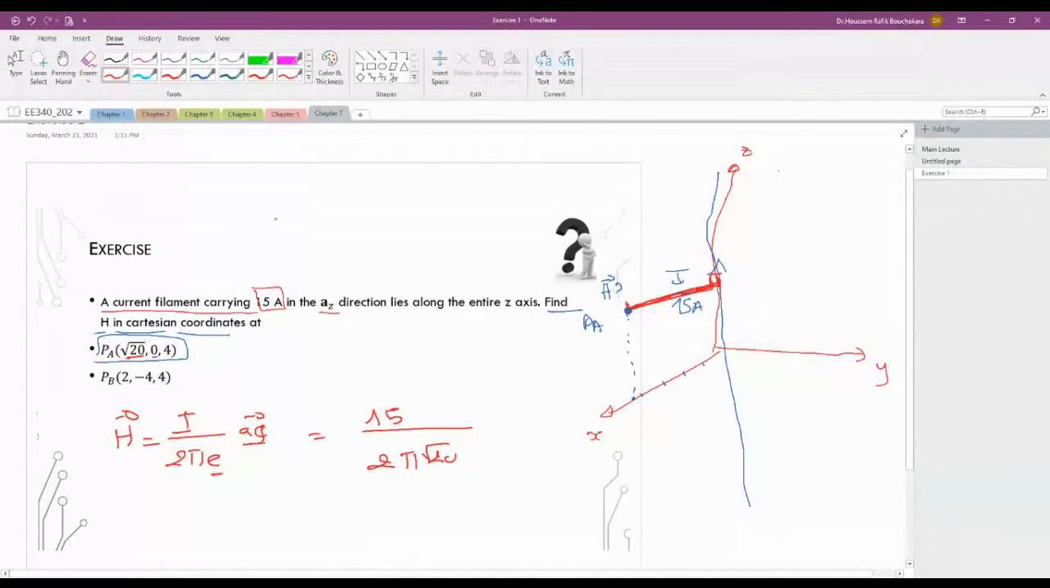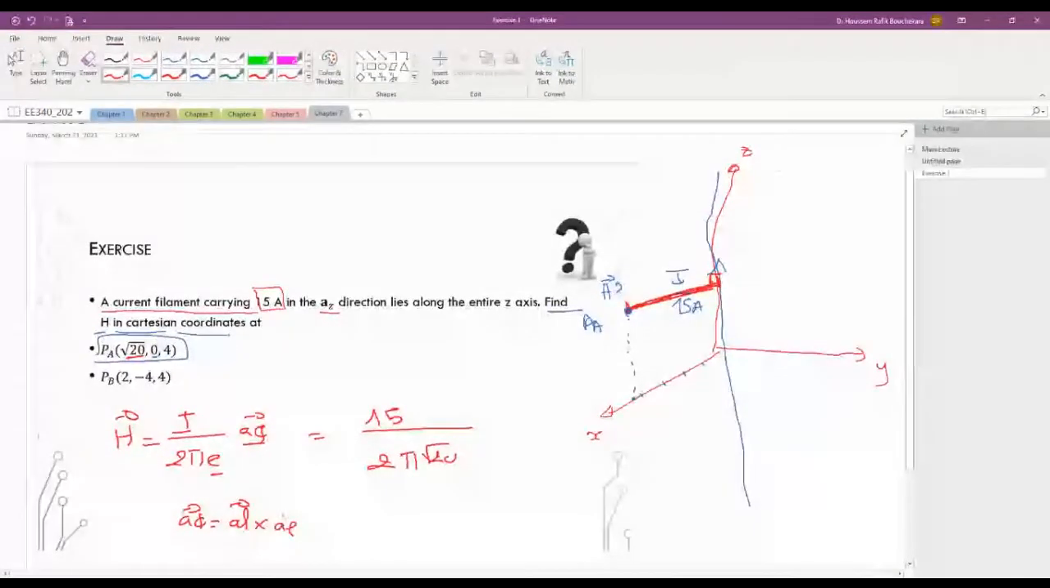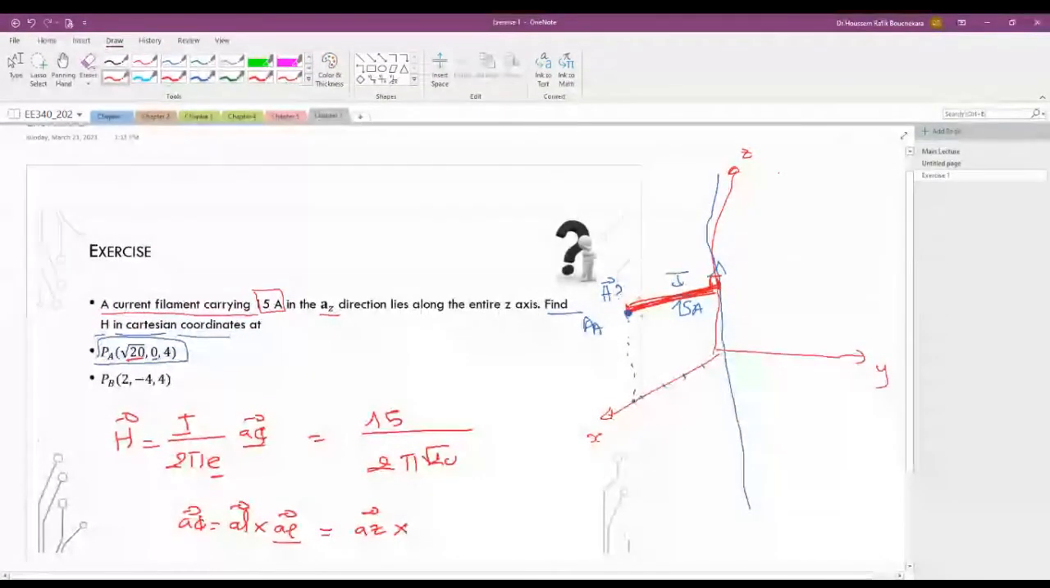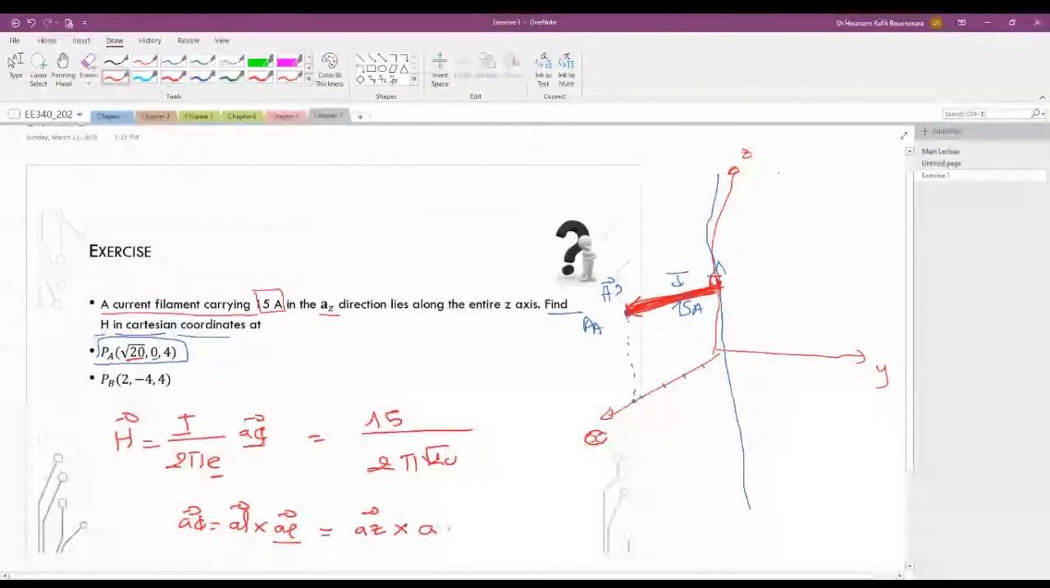What remains is the A phi. How did we find A phi? We said A phi is A L cross A rho. What is A L in this case? The line is along the direction of the current, which is A Z. Now what is A rho? This is the rho between the line and the point. What is this direction? It is A X. So here I will put A Z cross A X.